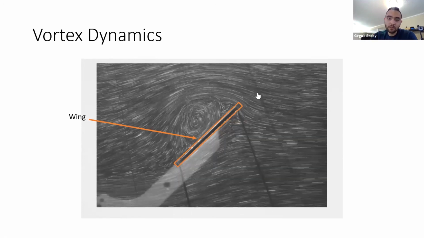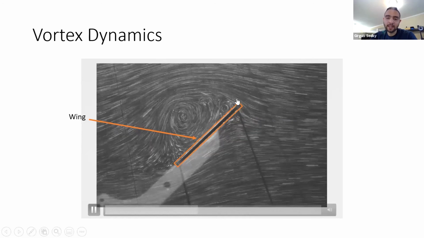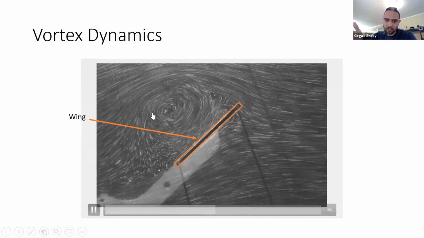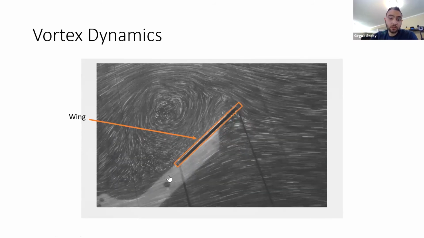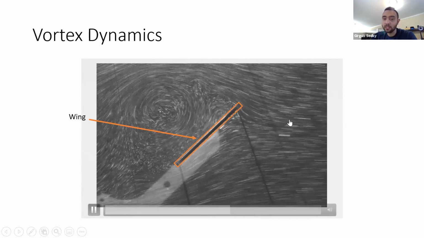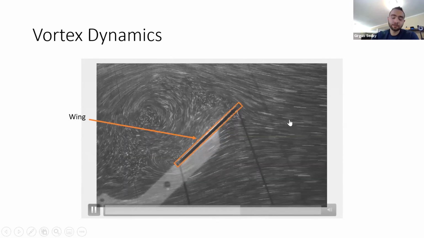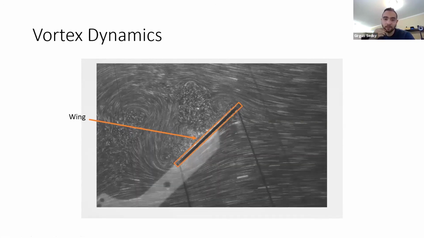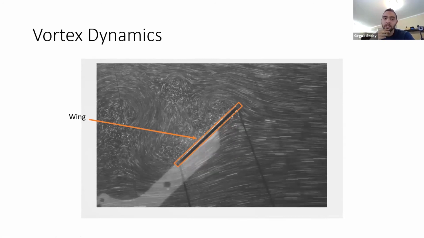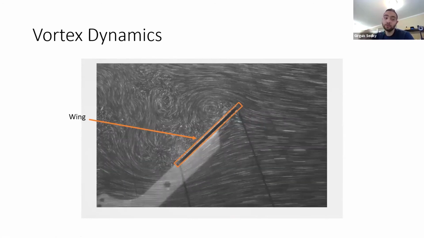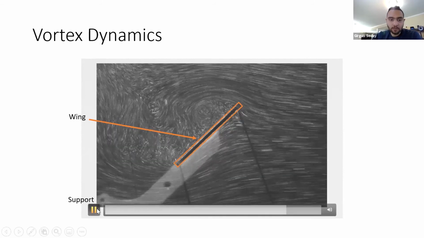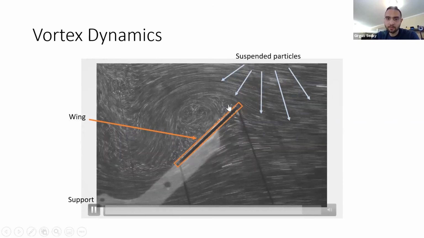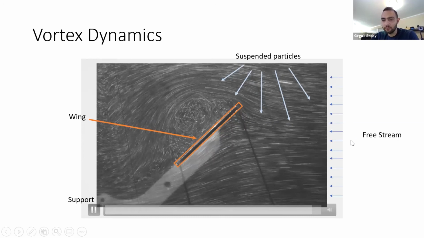And then from here, you can see the vortex. You can also see secondary vorticity happening on the wing, and then the vortex starts shedding away from the wing. You also see a trailing edge vortex, which is really cool. You can see the streamline clearly. So even not just for quantitative data, if you want to get a qualitative sense of what's happening in the flow, it's super useful. Anyway, you've got the support over there, the suspended particles coming in, and the free stream coming in this direction.